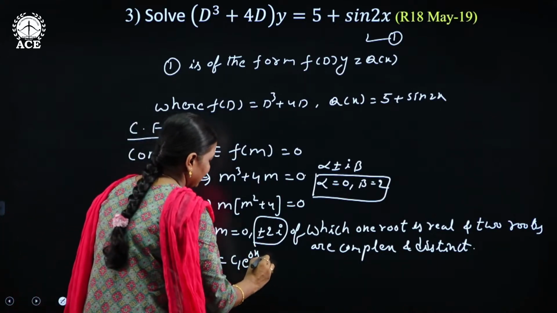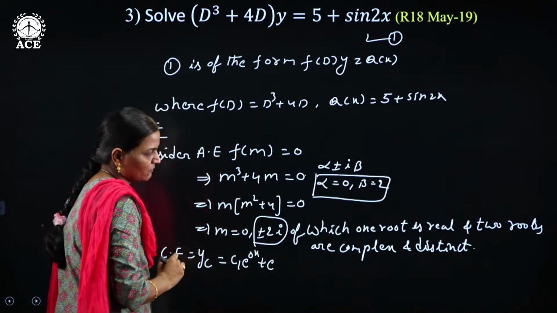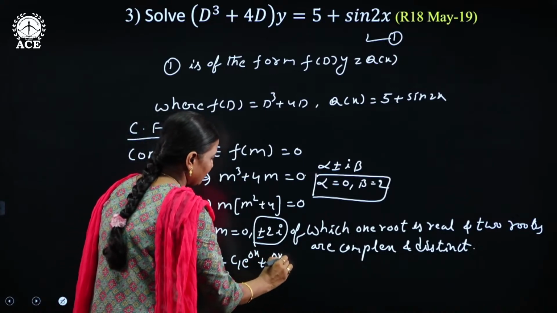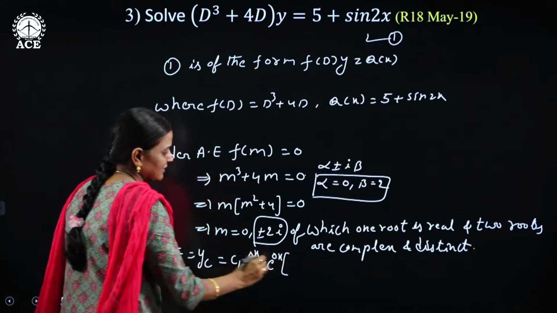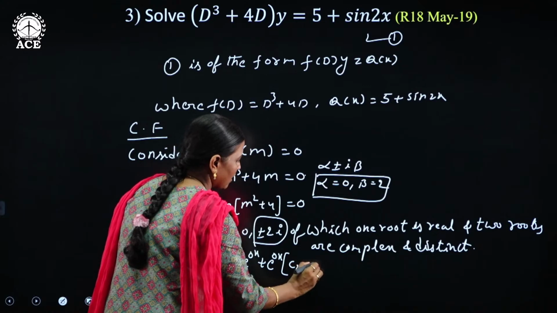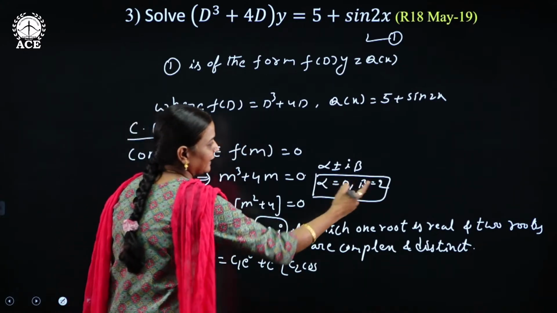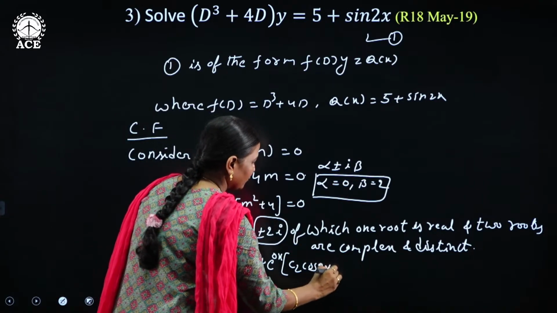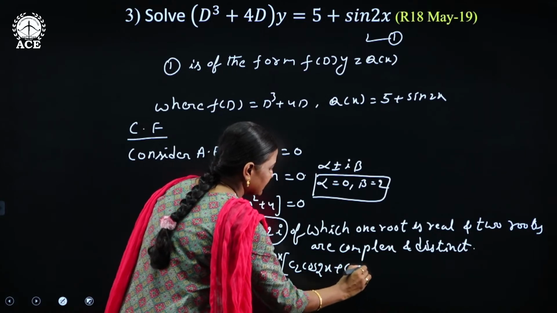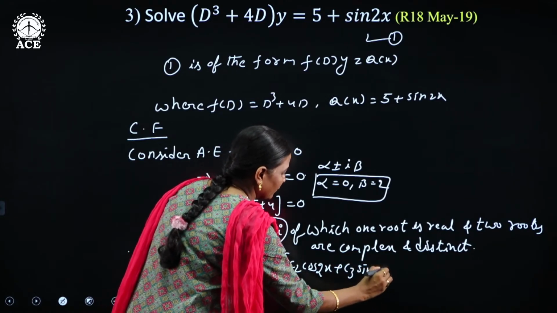That is plus e to the power alpha x. What is alpha here? 0. e power 0x into, next, c2 into cos beta x. What is the beta? Beta is equal to 2. c2 into cos 2x plus c3 into sin 2x.